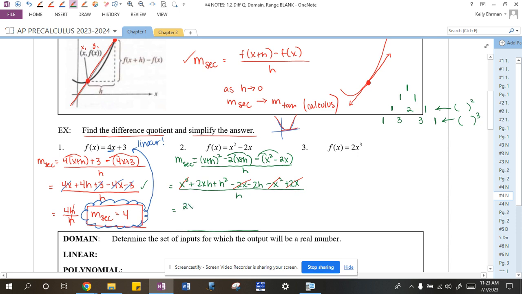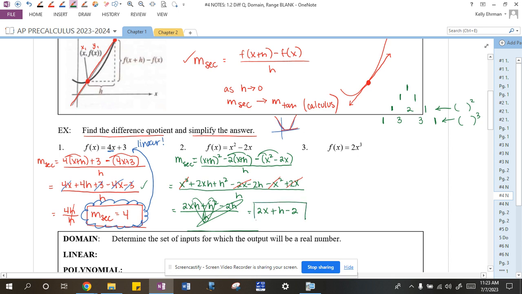So I'll write this step out. 2xh plus h squared minus 2h. Don't forget about that one. All over h. You can divide every term by h. So the slope of the secant line is 2x plus h minus 2.